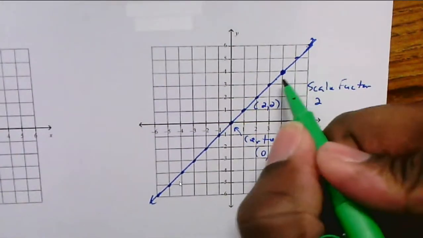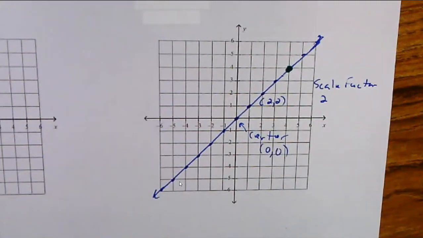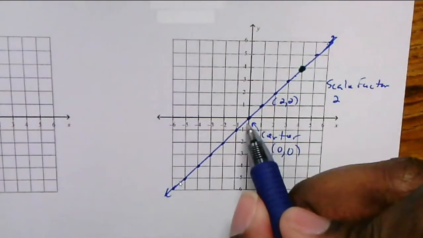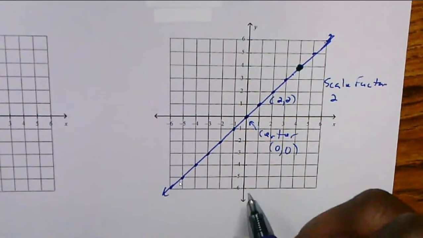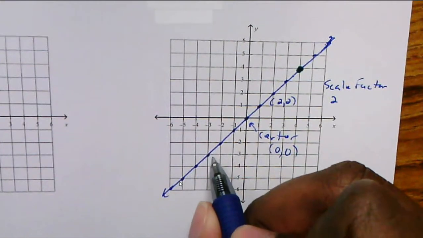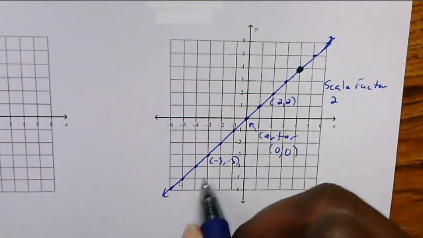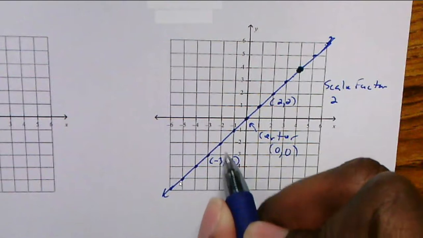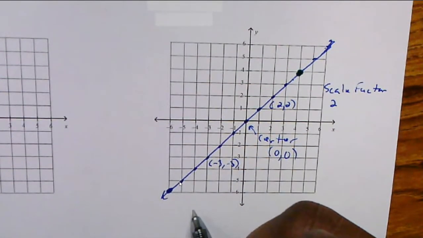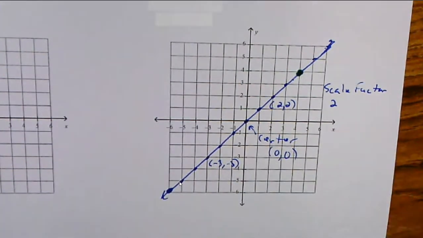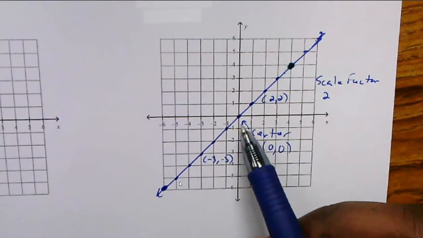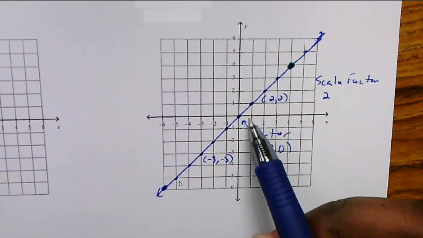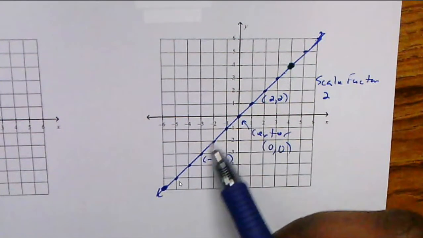That goes for any other point on that line. If I chose any point on that line and multiplied by a scale factor, it should appear on the same line. If I took (0, 0) and multiplied by 2, it becomes (0, 0), still on the line. If I took (-3, -3) and multiplied by 2, I get (-6, -6). So if you dilate a point on the line centered at the origin, it just gives you more points on that line.